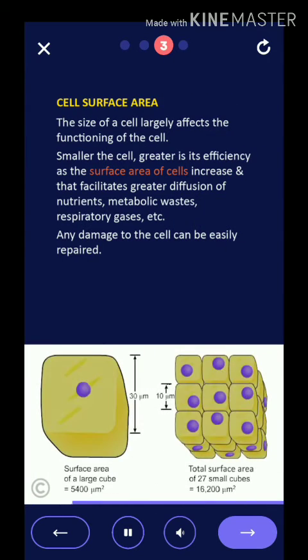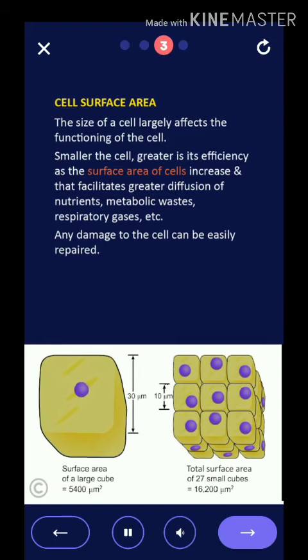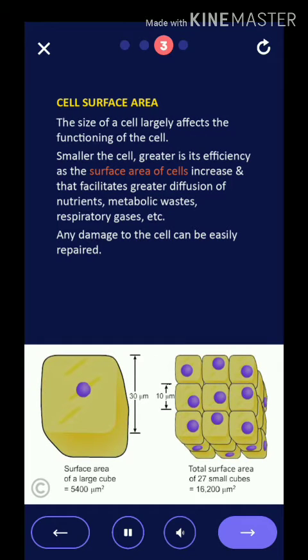Cell surface area. The size of a cell largely affects the functioning of the cell. The smaller the cell, the greater its efficiency, as the surface area of cells increases, and that facilitates greater diffusion of nutrients, metabolic wastes, respiratory gases, etc. Any damage to the cell can be easily repaired.